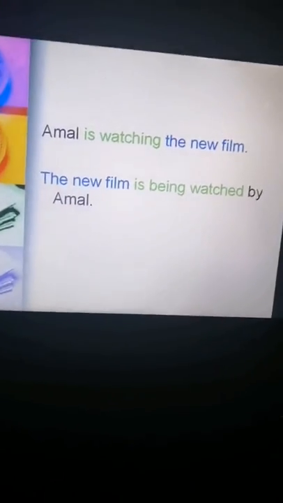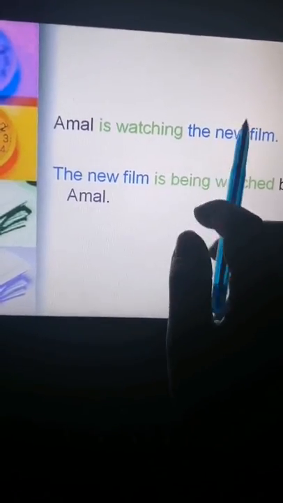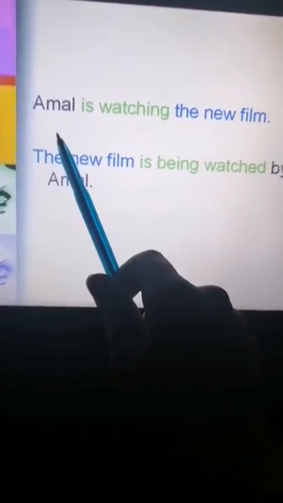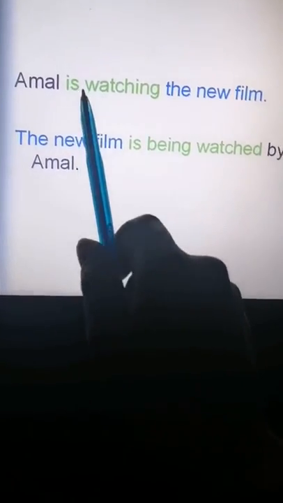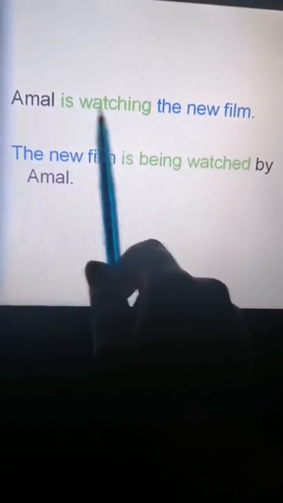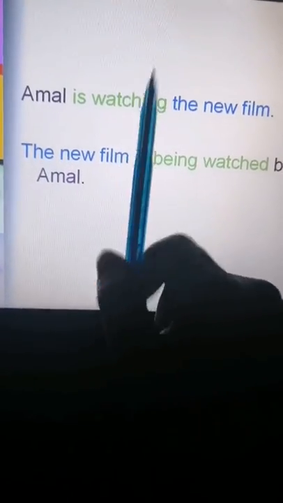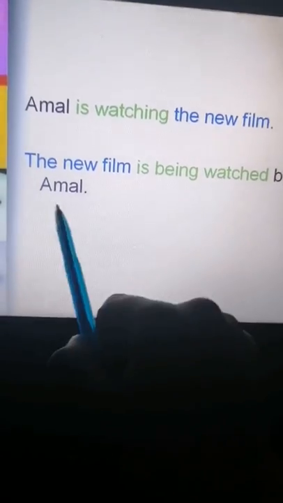Amal is watching the new film. Subject, verb, object. Let's count down. Object, verb, subject. So we should take the object, the new film, is watching. How do we change it into passive? We should put is or are or am, being, verb 3. The new film is singular, so we should put is being verb 3, watched by Amal.